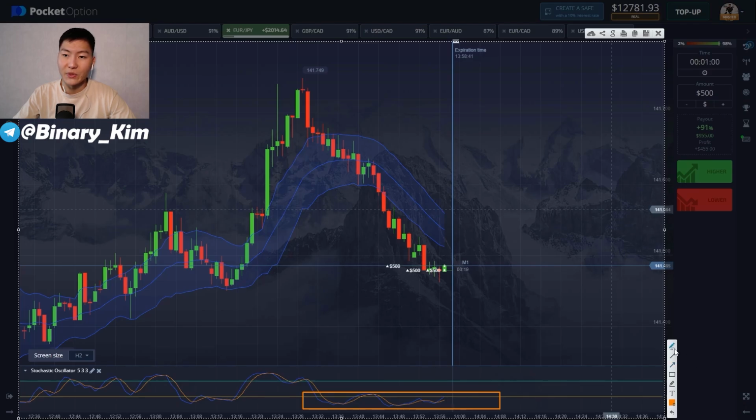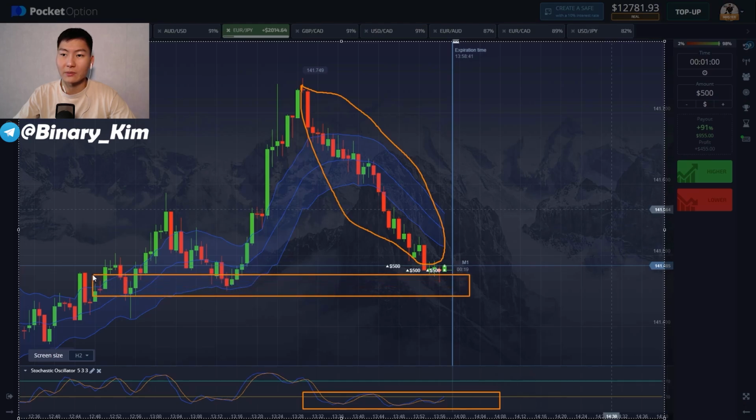By the way, there was a nice correction here. In addition, we can point out the support zone. The price was rejected from it and a small accumulation zone has been formed. And basically, after this huge correction, by the way, there was the upward dynamics, the uptrend, and now the price should continue moving upwards. That's why we opened our long position.